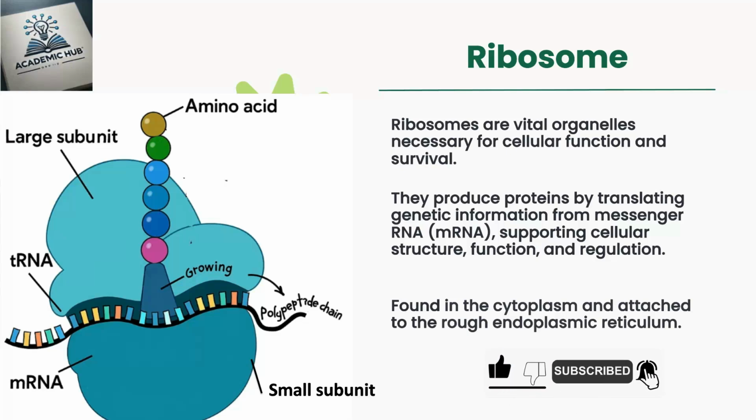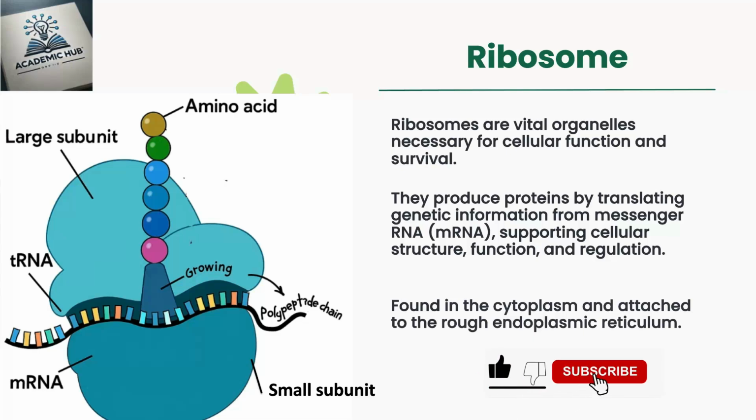Next is the role of ribosomes in protein synthesis. Protein synthesis is the primary function of ribosomes. It occurs in two main stages. First is transcription. In transcription, there is the DNA to mRNA process. Before the ribosome can produce proteins, the genetic code from DNA is transcribed into messenger RNA inside the nucleus.